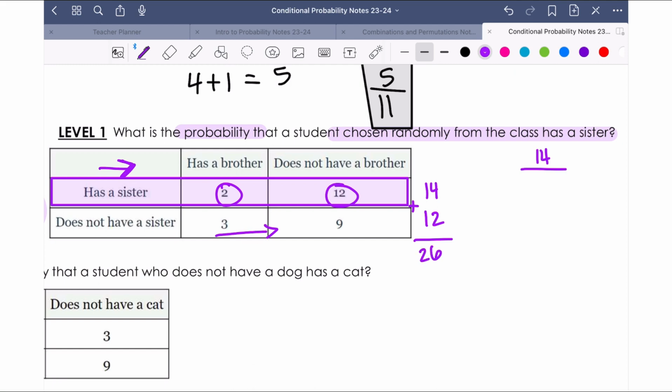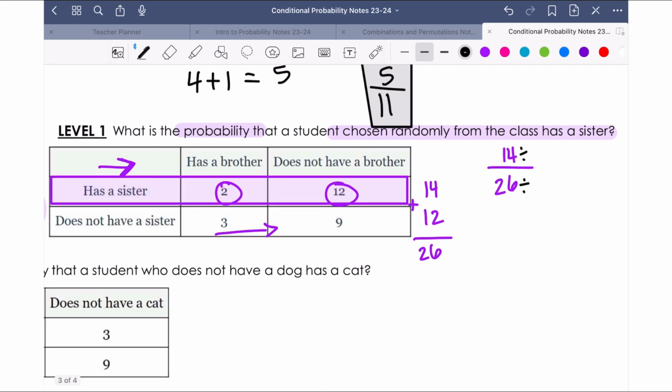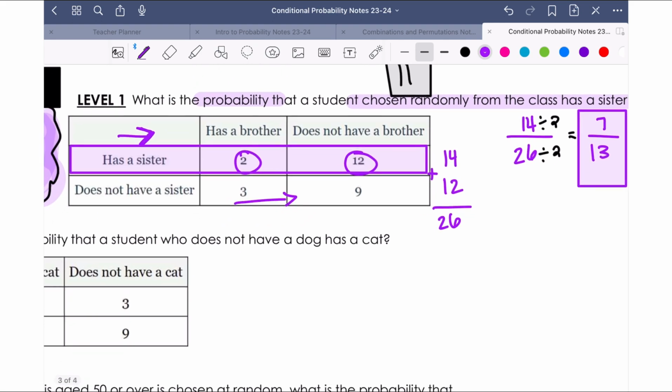26. So 14 out of 26 students have a sister. Okay, but we need to simplify this fraction. It's not reduced. So what can we divide both of these numbers by? They're even, so we can divide both of them by 2. And what do you get? Half of 14 is 7. Half of 26 is 13. And so there's my probability: 7 out of 13. Okay.